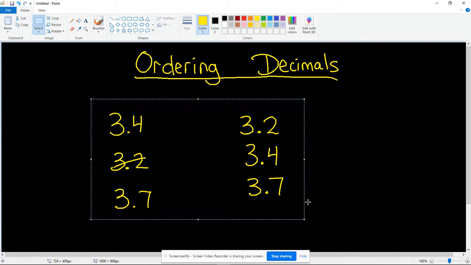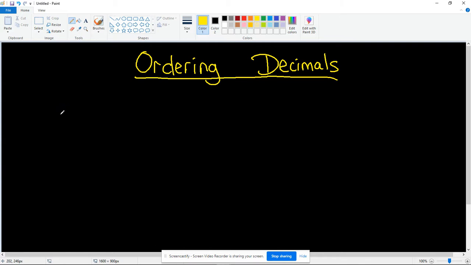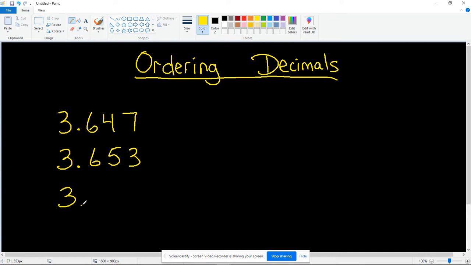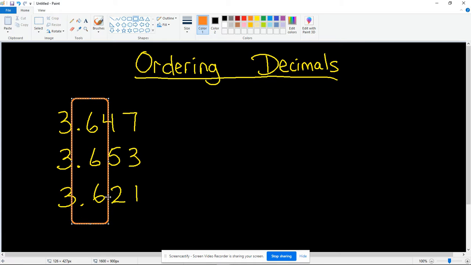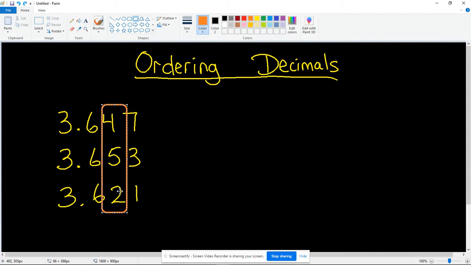Let's come up with some new examples here. And let's say 3.647. Let's say 3.653 and 3.621. So if we're going to order those, you look at the 3 here. I'll put a little colored rectangle around it. The 3's are all the same, so you go over here. The 10th place, the 6 is all the same. Whoops. Let's draw it a little bit more narrow here. So the 6 is all the same in that column, in the 10th column, so it's a tie. So then you go here. It's like a tiebreaker, like in hockey.